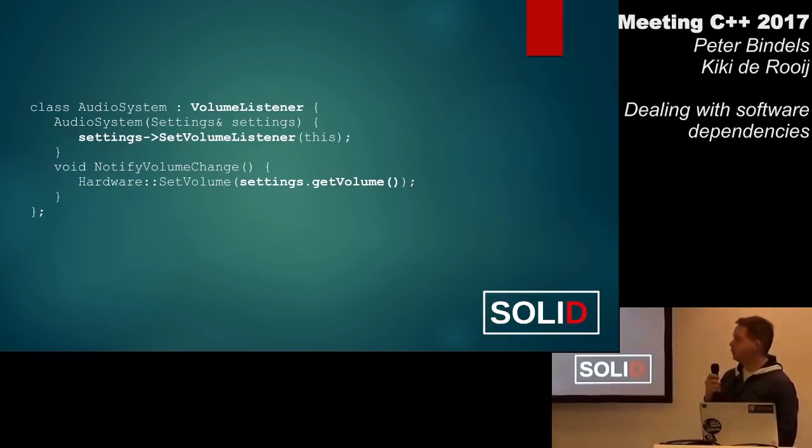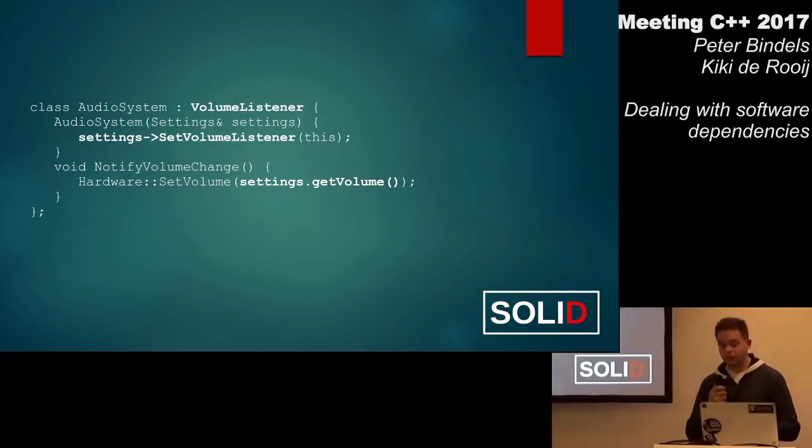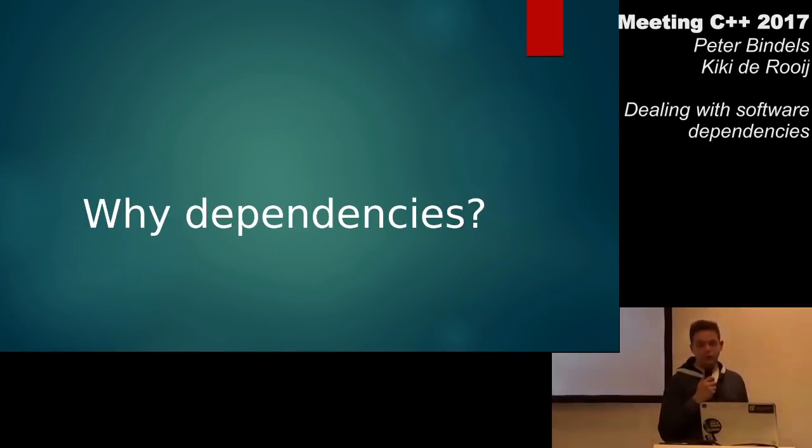Now our audio system only is a volume listener. It can even be a private inheritance in this case. And it applies to the settings that it would like to be notified of volume changes. And after it's notified, it does the same thing it did before. But if you look at the implementation for the settings, there is no specific other dependency behind this other than itself. Which means that if we reuse settings in a third kind of environment, we don't get the audio system, we don't get the car. And if we reuse audio, we get settings, but we don't need anything else. So why do we have dependencies?